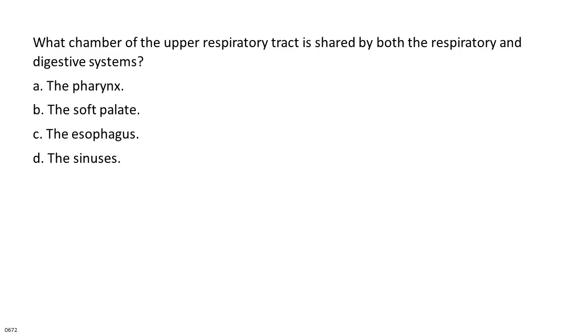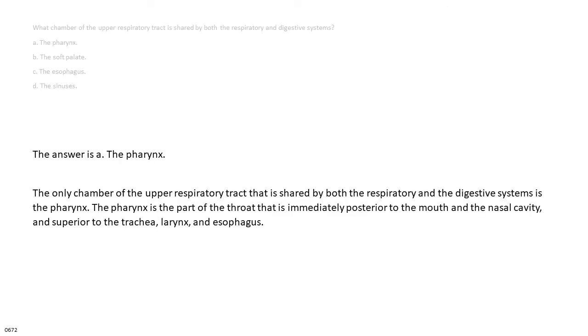What chamber of the upper respiratory tract is shared by both the respiratory and digestive systems? A. The pharynx. B. The soft palate. C. The esophagus. D. The sinuses. The answer is A. The pharynx.